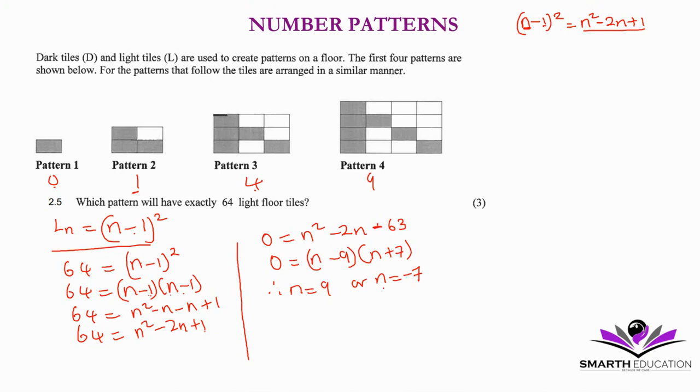Can we have a negative number of terms? No, it's impossible. So n is always a positive integer. So this is not applicable, and we remain with n is equal to 9. So which pattern will have exactly 64 light floor tiles? It means pattern number 9 will have 64.